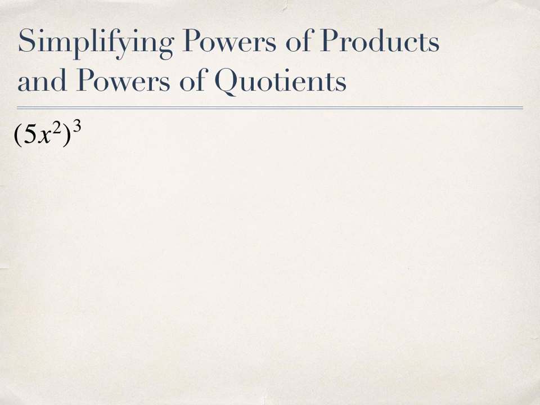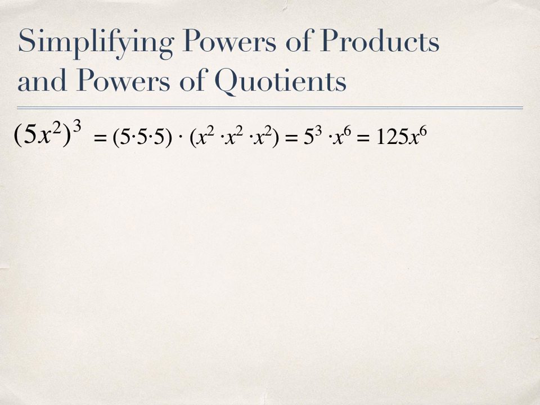x to the m raised to the n will be x to the m times n. So notice I'll multiply my exponents when I raise a power to a power. All right, so now we want to think about a variation of the power of a power rule, because inside these parentheses I actually have a product. So what I'm going to end up doing is multiplying 5 by itself 3 times. X squared will be cubed. And when I'm done, I get 125 x to the 6th power.